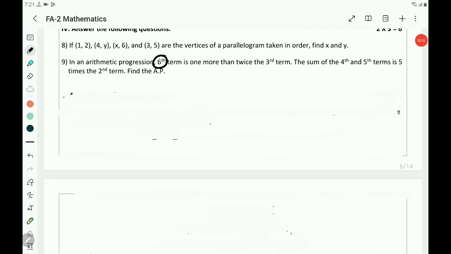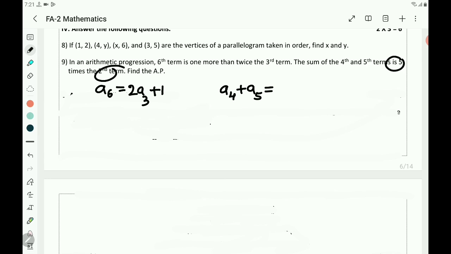When you write the relation, A6 equals 1 more, that means plus 1, of twice the third term. 2A3 is 1 more than twice the third term, so 2A3 plus 1. Second relation: sum of the fourth term and fifth term means A4 plus A5 is equal to 5 times the second term, 5A2.